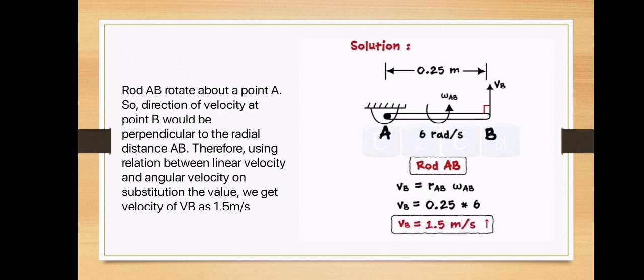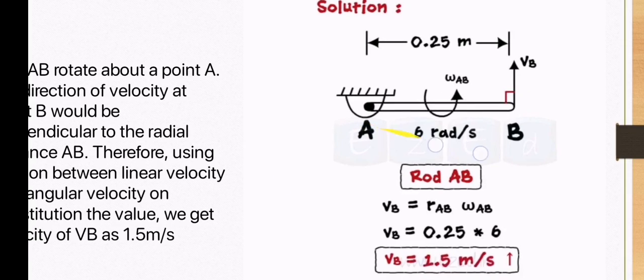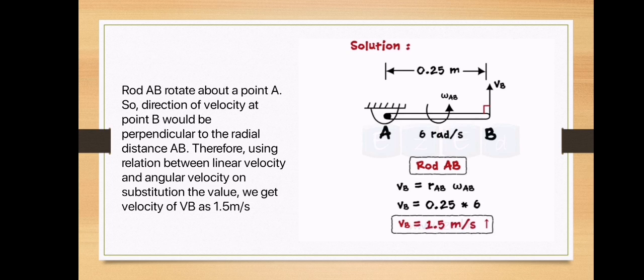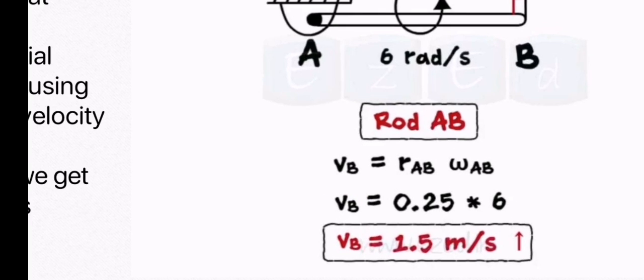So this is the solution. Consider AB, yung sa AB kanina. Rod AB rotates about point A. So the direction of velocity at point B would be perpendicular to the radial distance AB. Therefore, using the relation between linear velocity and angular velocity, on substituting the values, we get velocity VB as 1.5 meters per second.